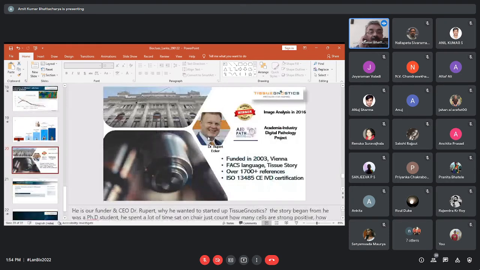A little word before I leave you about the company. It's an Austrian company, and as you can see here, this is a nice old building from Austria where the company is headquartered in Vienna. It was started in 2003. It's now over 17 years old. It was started by Dr. Rupert Ecker. He himself is a scientist, and he himself made one of the very seminal publications on being able to do such data collection from solid tissues.